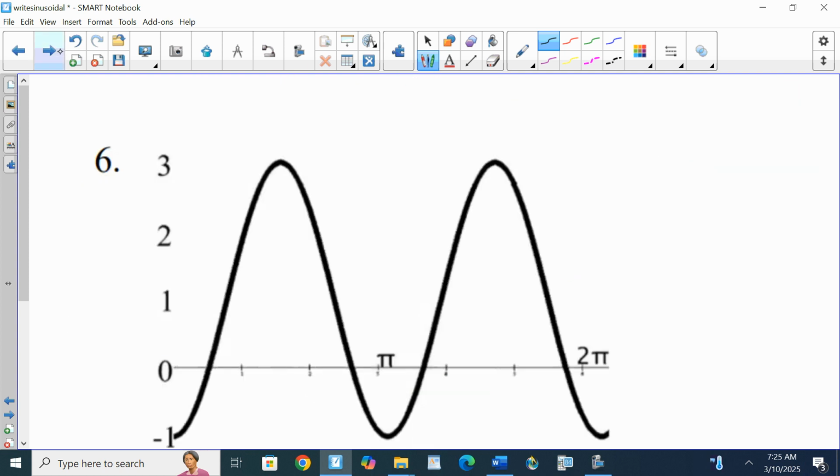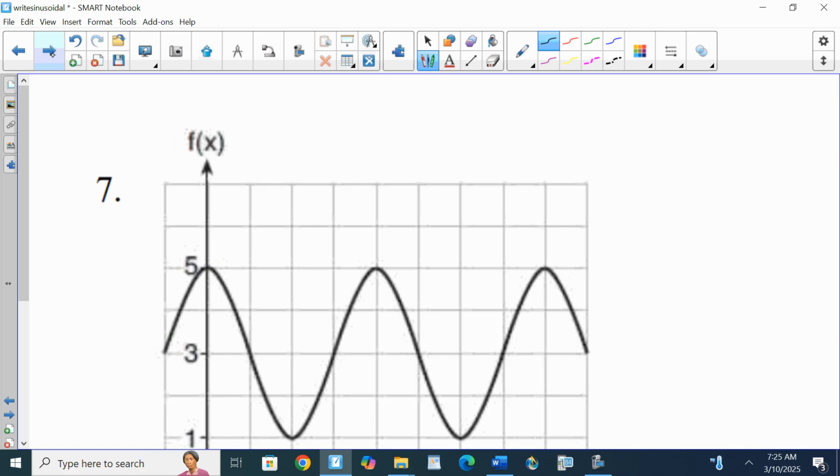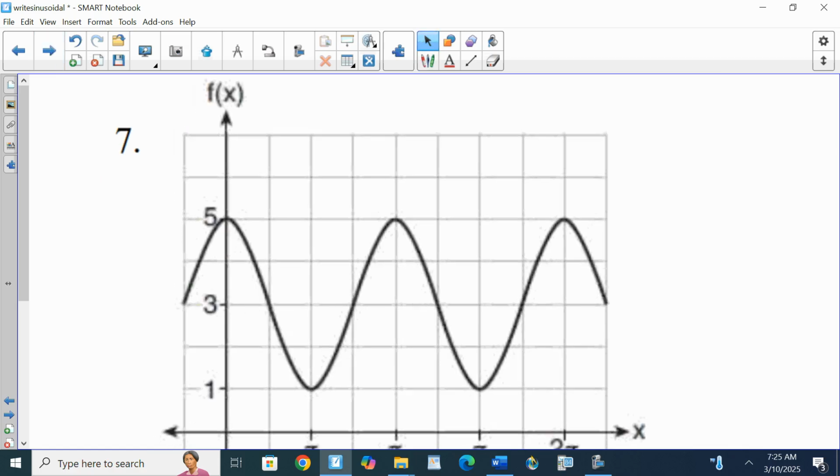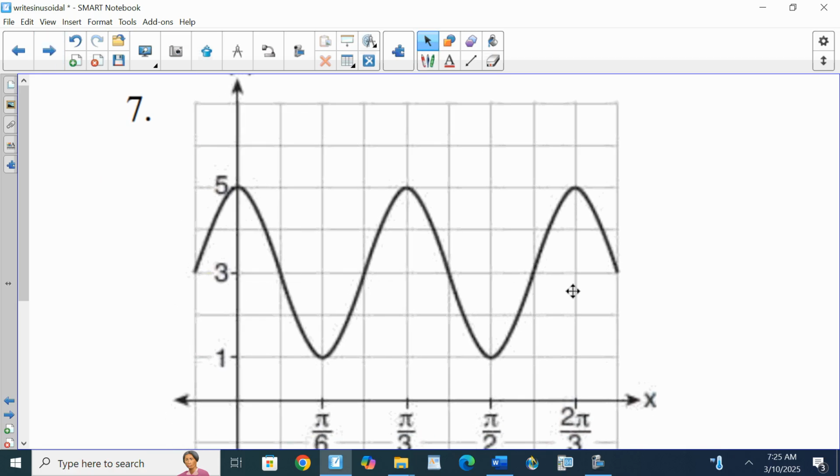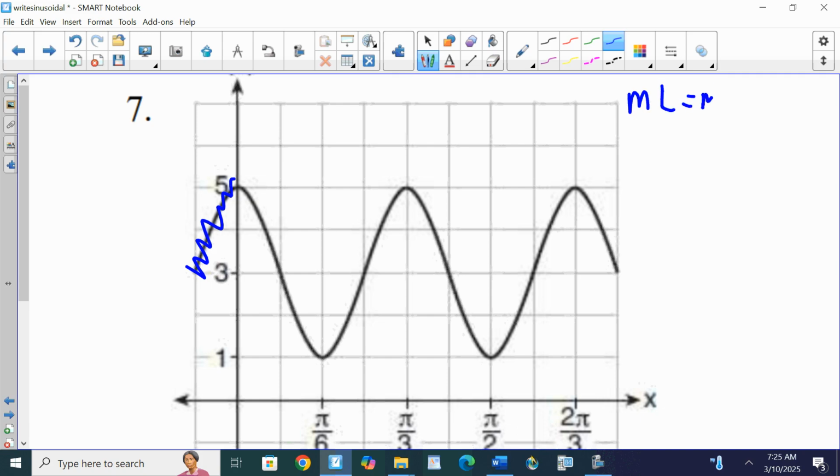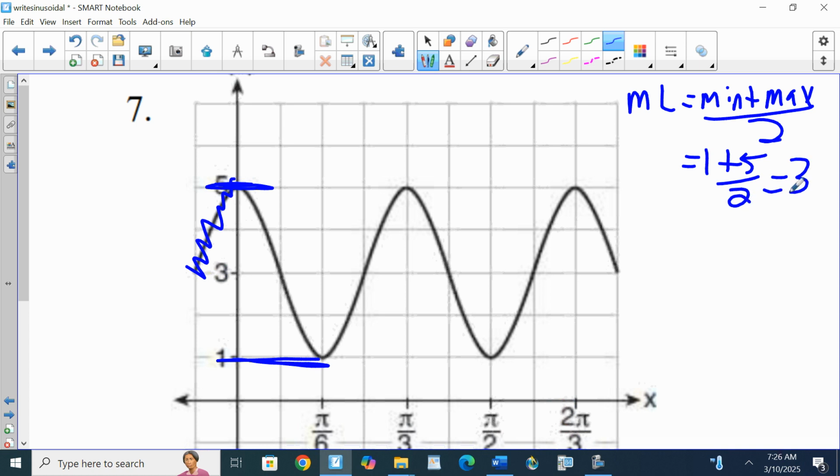Let's take a look at a couple more. Let's take a look at number 7 here. Again, I'm looking where the wave starts on the y-axis, so this little piece I'm just going to ignore. I want to find the midline, which is the min plus the max over 2. My min is 1, my max is 5, so it's 1 plus 5 over 2, which is 3.